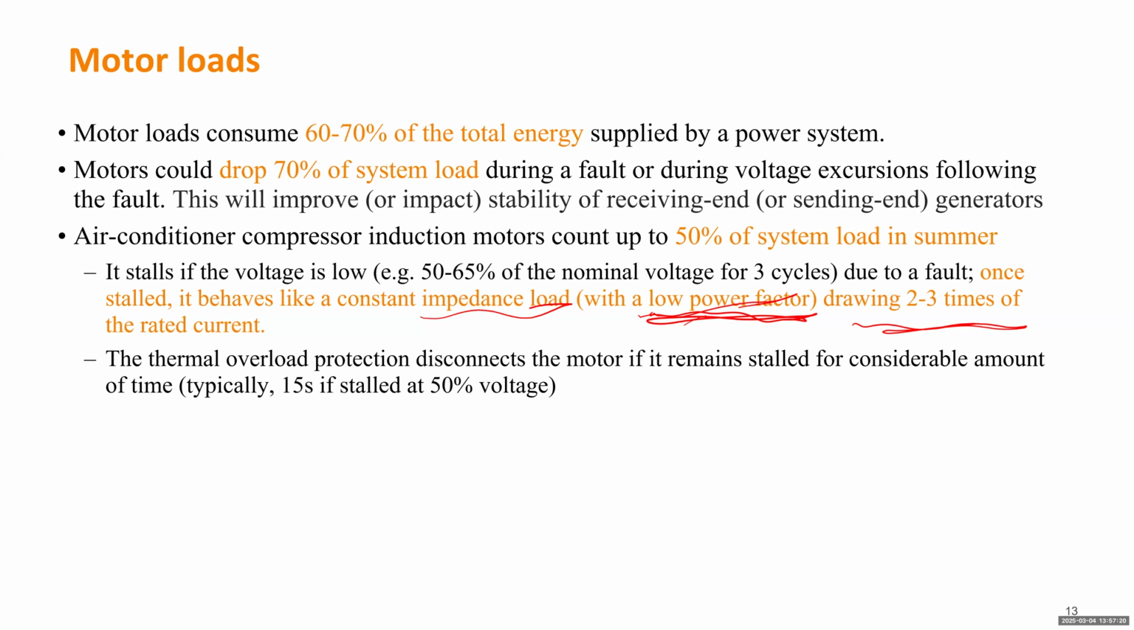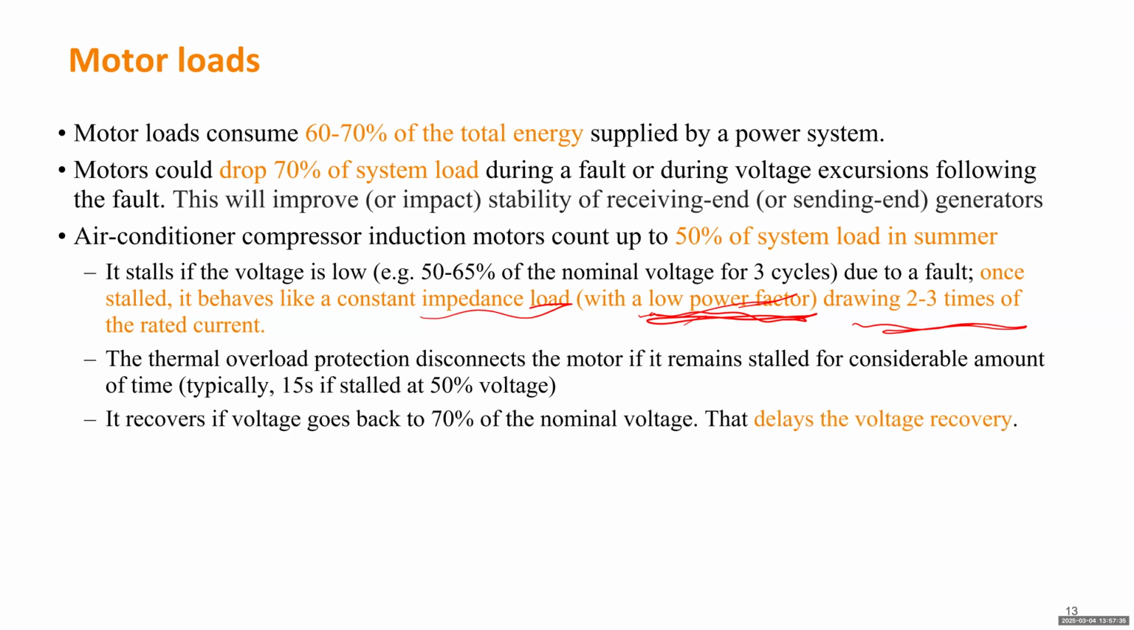The thermal overload protection disconnects the motor if it remains stalled for a considerable amount of time, such as 15 seconds if it stalled at 50% of voltage. It recovers if voltage goes back to 70% of nominal voltage, and that delays the voltage recovery.